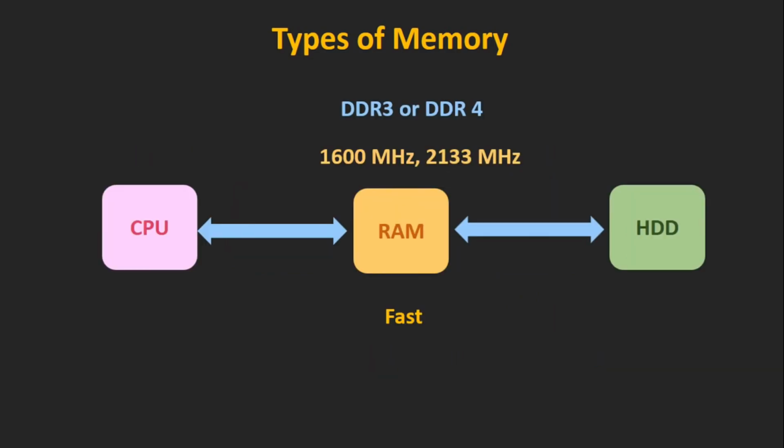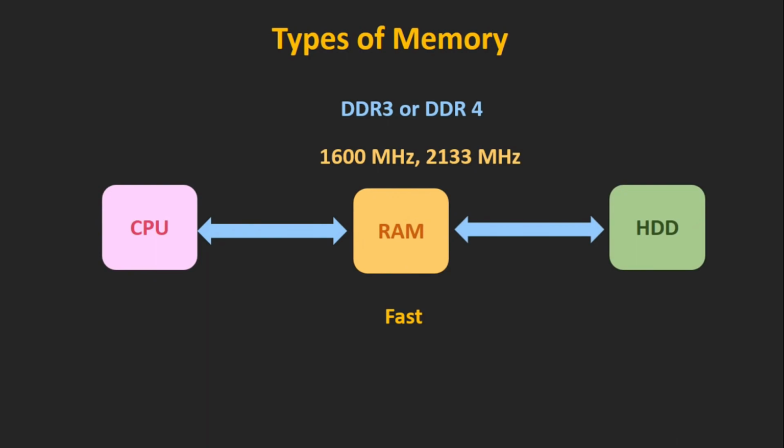And that is where the second kind of memory comes into the picture, that is random access memory. Now, random access memory is faster compared to the hard disk drive. RAM can provide data to the CPU at a much faster rate than a hard disk drive, but it is still slower than the clock speed of the CPU. The typical speed of RAM is in the range of 400 MHz to 800 MHz.